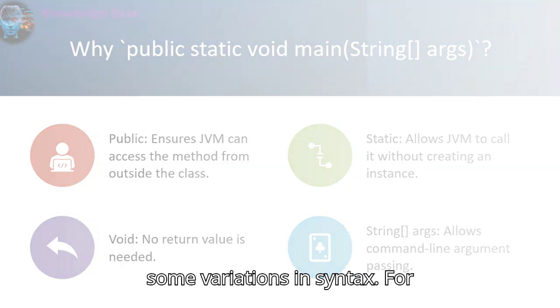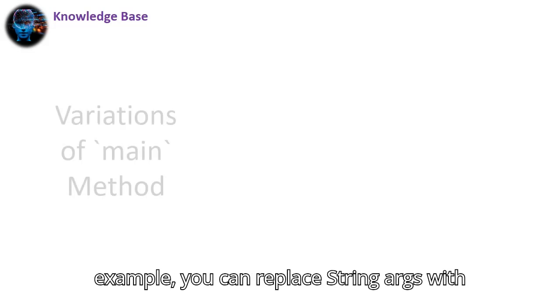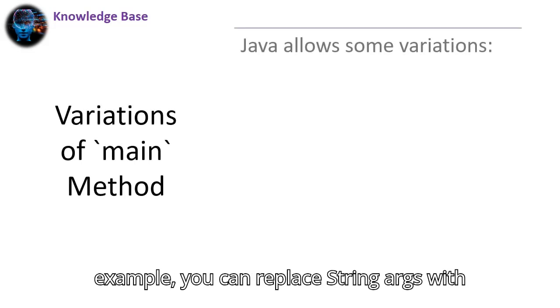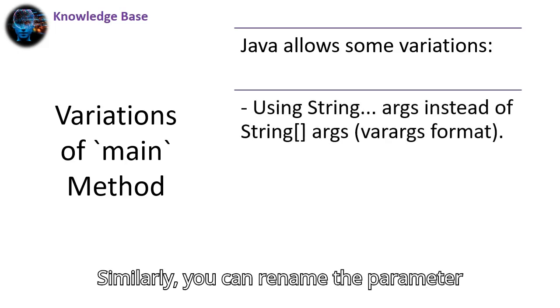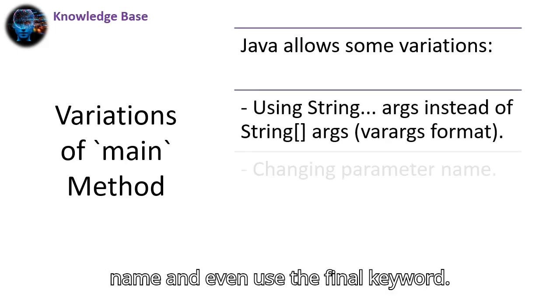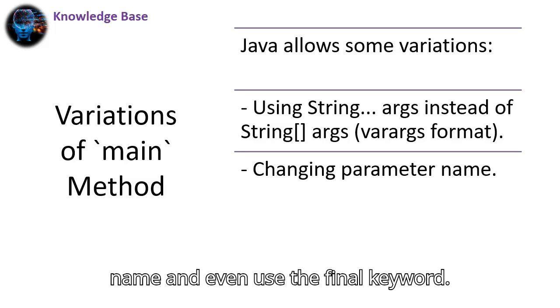Java allows some variations in syntax. For example, you can replace String[] args with String... args, which is known as varargs. Similarly, you can rename the parameter name, and even use the final keyword.